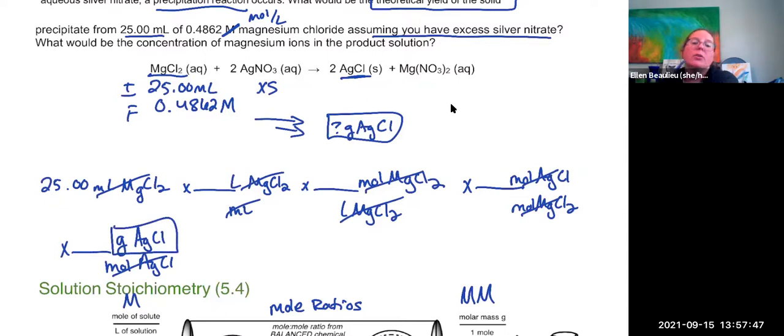Now that I have a tunnel going to the unit that I want, now I'm going to worry about plugging in the numbers. So here's a metric. Milli is tiny, 10 to the negative 3 liters per milliliter. Here's my molarity.